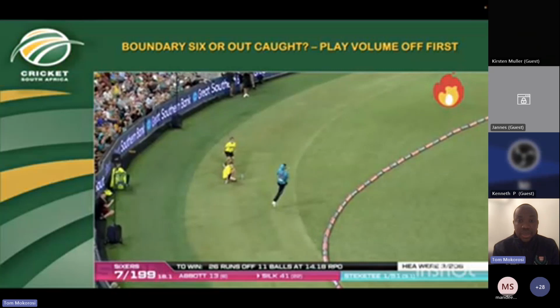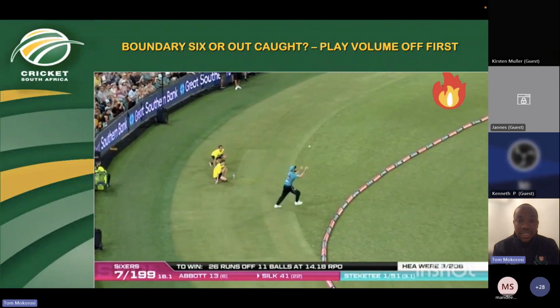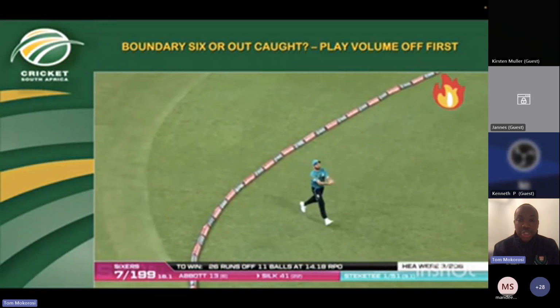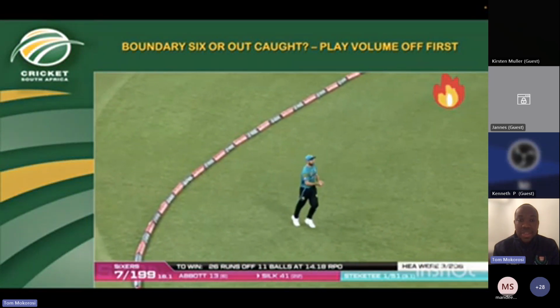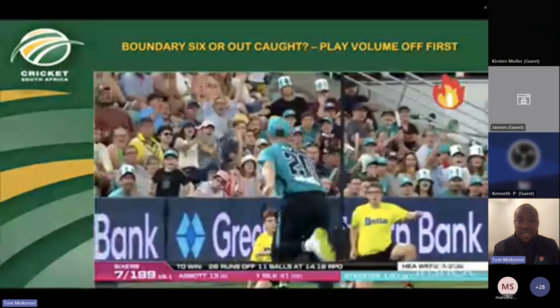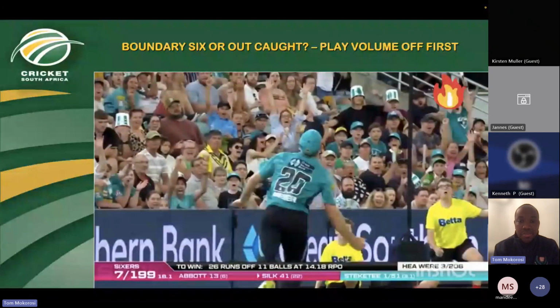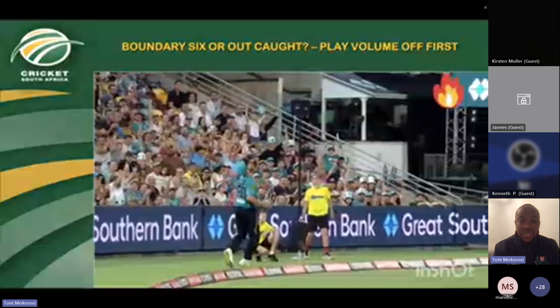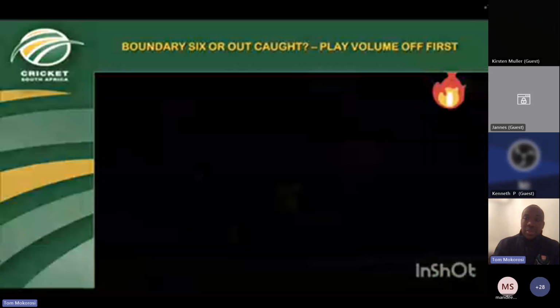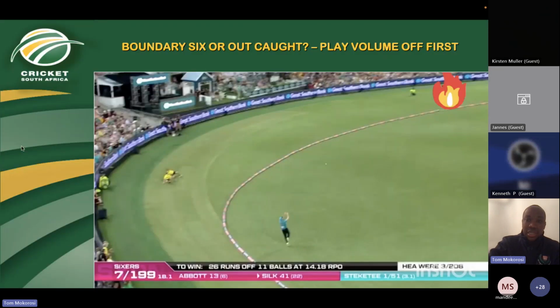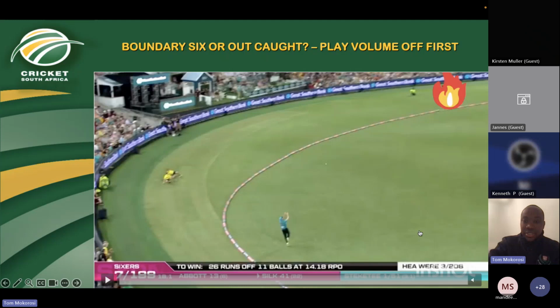The fielder has both feet in the air when he pushes it back up and then comes back into the field of play to complete the catch. Let's have a closer look. Is this a fair catch or is this boundary 6? What do you think? Put your answer in the chat box now, please, before we listen to the commentary.